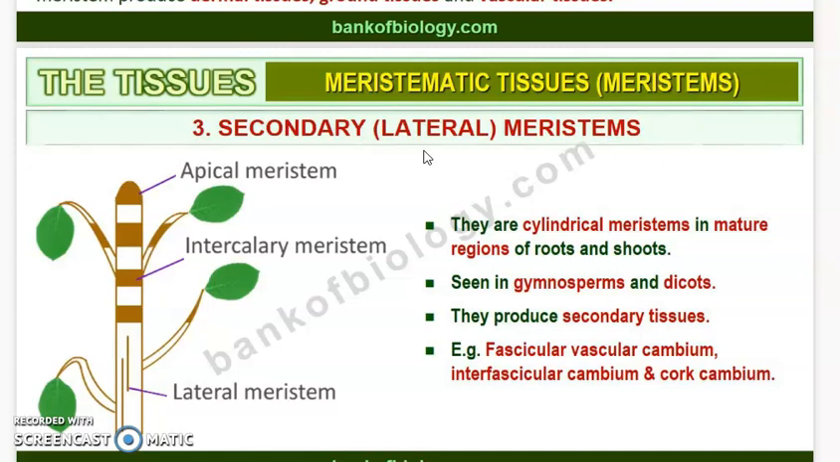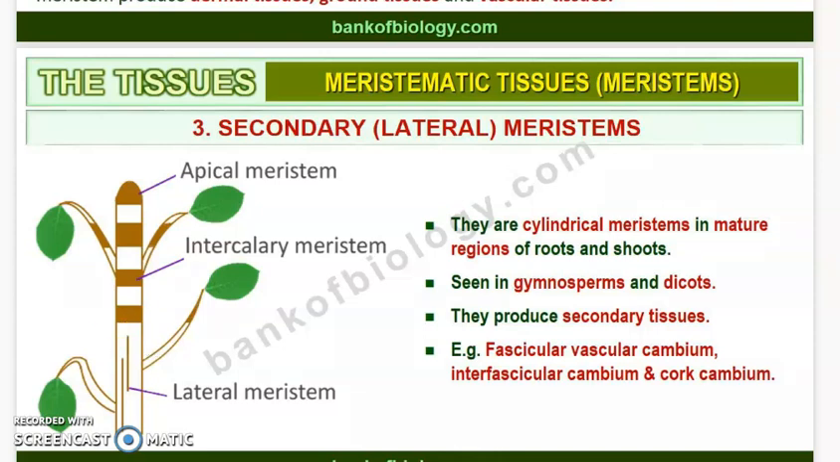They are found in the mature regions of roots and shoots, and they are cylindrical meristems. Okay, so they are cylindrical meristems. Where are they found? They are found in the mature regions of root and the shoots of many plants. And these are particularly those that produce wood axis and appear later than primary meristem. Okay, എവിടെയാണ് ഇവരെ കാണുന്നത്? It is seen in the root and stem. And root and stemമിൽ എവിടെയാണ് കാണുന്നത്? It is in the growth portion.